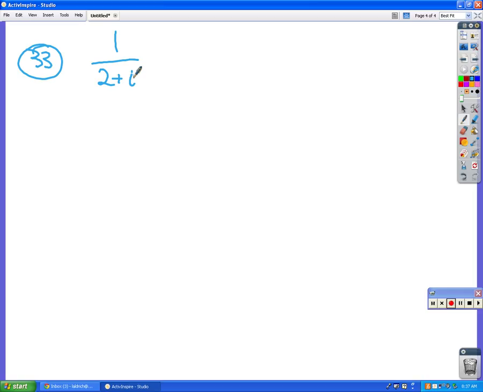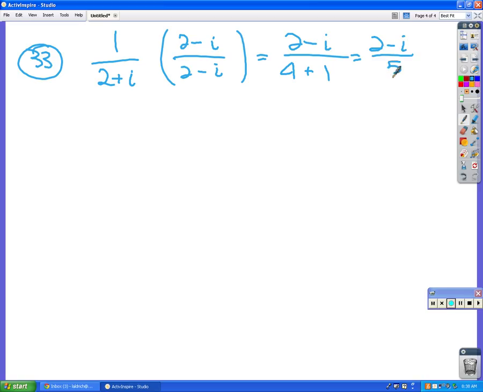Okay, so 33 is the same thing as 30, except we're multiplying the top and the bottom by the complex conjugate. So what's the complex conjugate of 2 plus i? 2 minus i. So on the top is easy. 1 times 2 minus i is just 2 minus i. And then on the bottom, it's the same as before. A squared plus B squared. What's A squared? 4. And what's B squared? 1. So this is 2 minus i over 5.